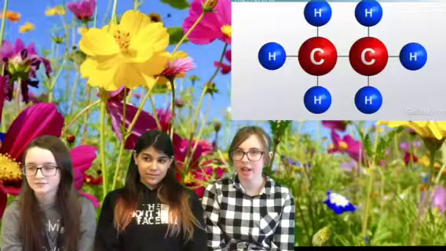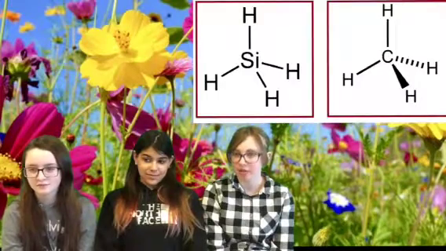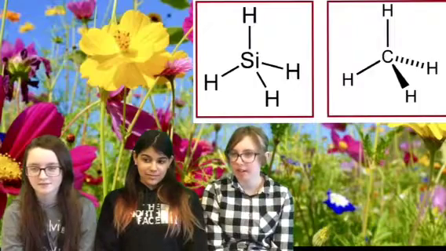Next, compound: two or more elements that are chemically combined. Carbon dioxide gas, CO2, is formed by a combination of carbon and oxygen. And finally, the difference between inorganic compounds and organic compounds is that organic compounds contain carbon and inorganic compounds do not contain carbon.